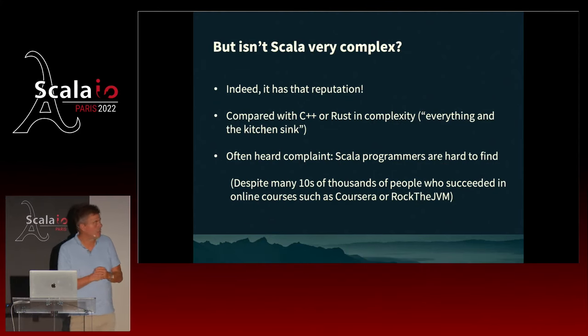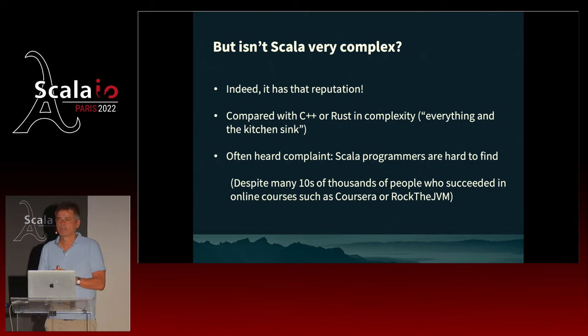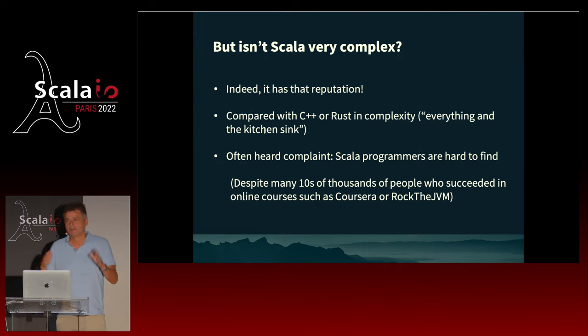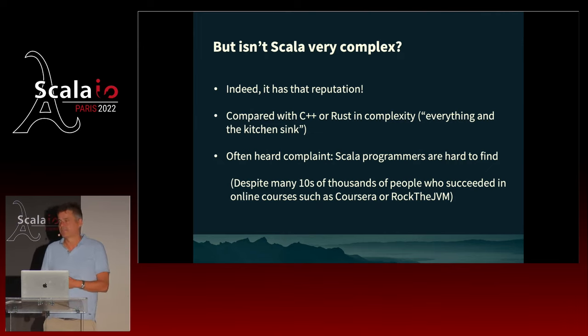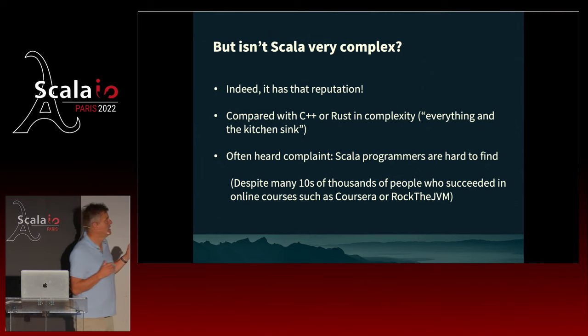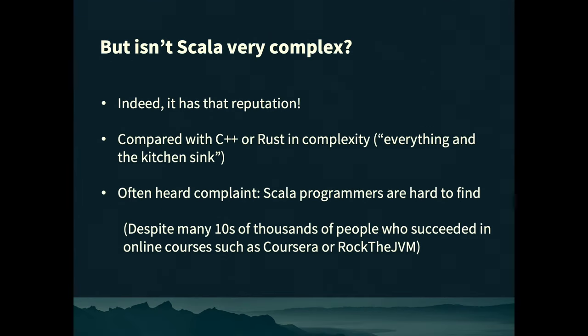So for Scala, we have a similar perception. The language is small, but it's seen to be very complex. It has that reputation, definitely. If you look at Hacker News or something like that, what you read is, Scala, isn't that a super complicated language? It's compared to C++ in complexity, and a lot of people say Rust would be simpler than Scala, which is completely ridiculous.